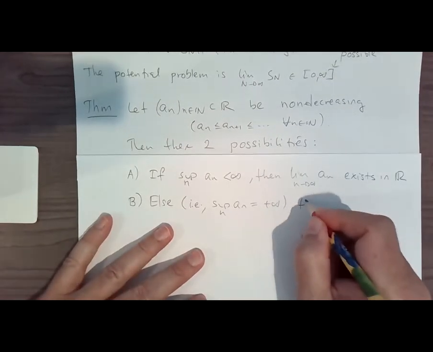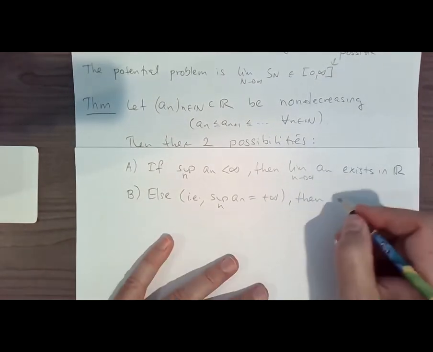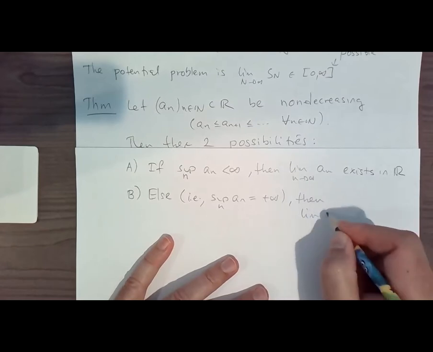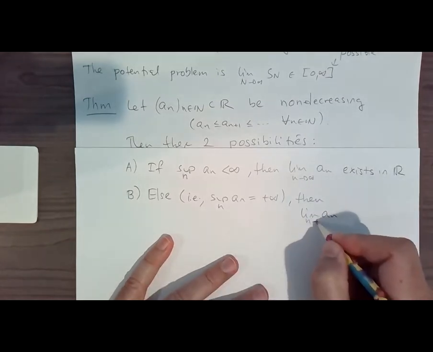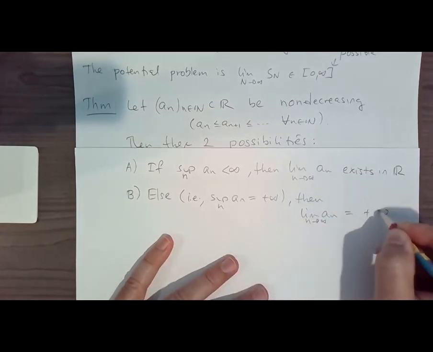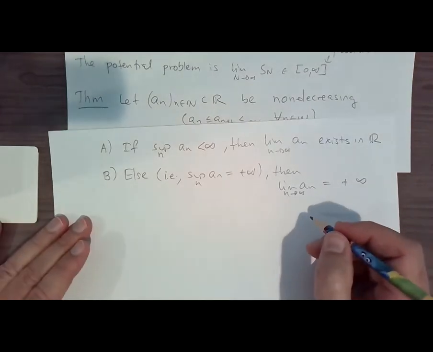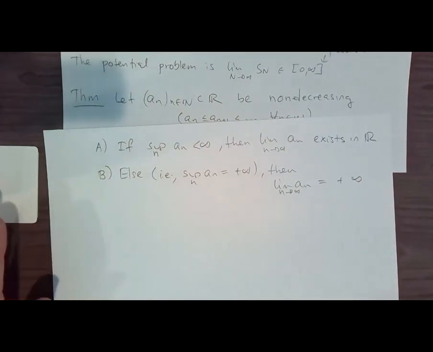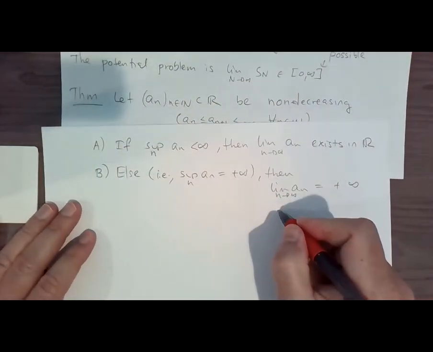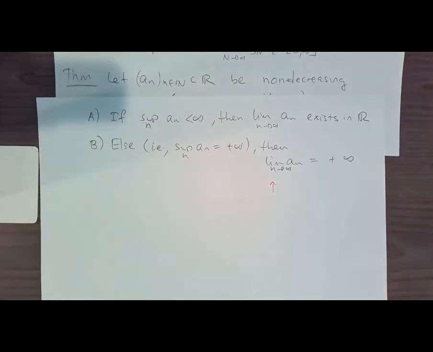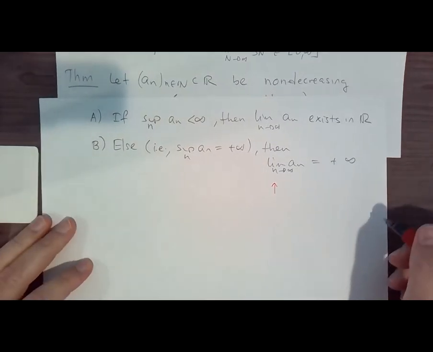Well, then this limit over an is equal to plus infinity. And we haven't defined what it means for a limit to be plus infinity. So what does this mean? What does it mean for a sequence to converge to plus infinity?